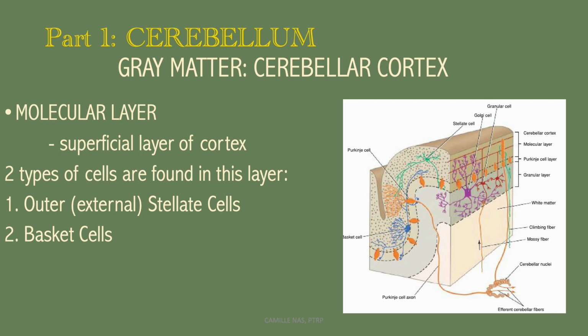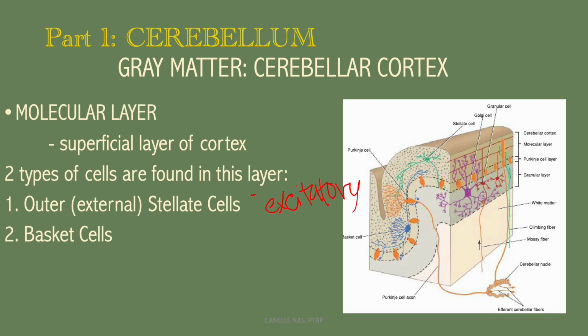So let's start with your molecular layer. So again, this is the superficial layer of your cerebellar cortex. It has 2 types of cell in this layer. You have your outer or external stellate cells and your basket cell. Okay, so your stellate cells, they are located in the molecular layer and will receive excitatory inputs. Okay, excitatory inputs. Primarily from the parallel fibers.